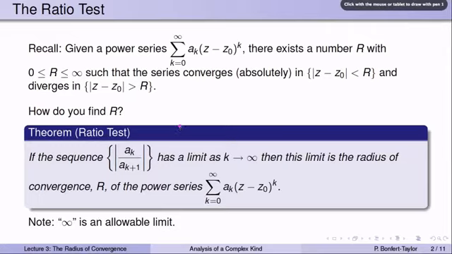By the way, infinity is an allowable limit. So if the absolute value of a_k over a_(k+1) goes to infinity as k goes to infinity, then the radius of convergence r of the power series is infinity. In other words, it converges for all z in the complex plane.